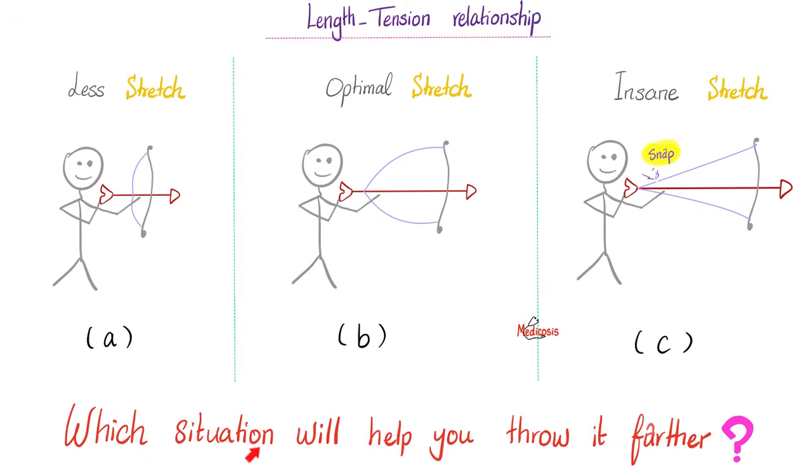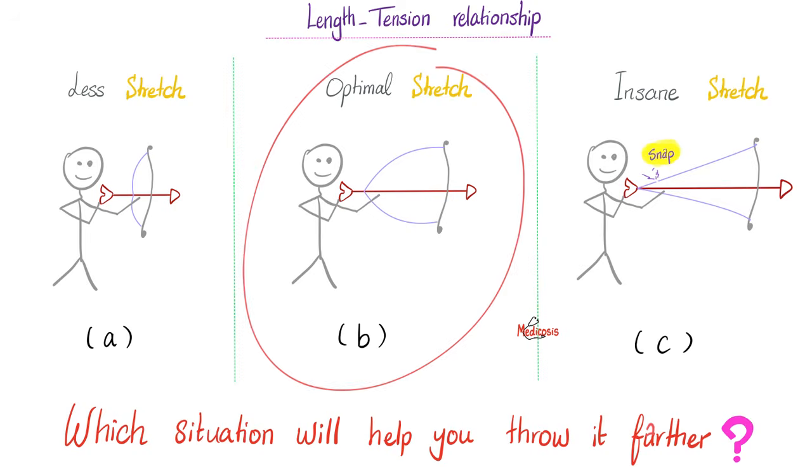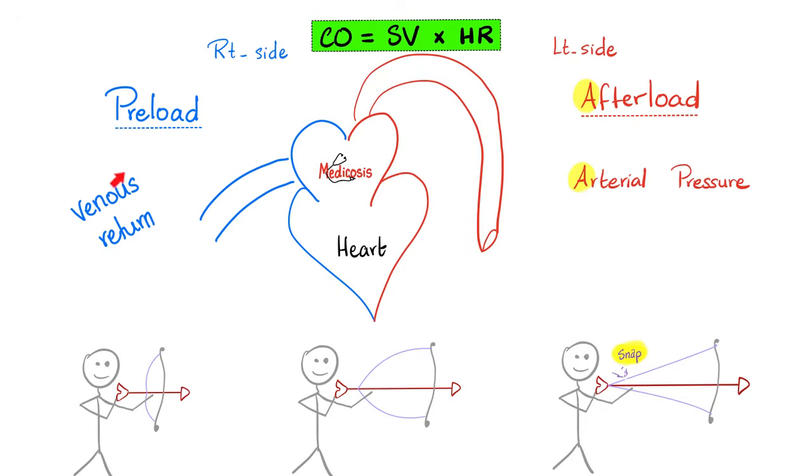Quiz time. Which situation among these three will help you throw your arrow farther? Please pause. What do you think? The answer is B, of course. With optimal stretch, you get the best response. Just like your heart, if the preload increases a little, optimal increase, the heart can accommodate this. The heart will relax more and push more. But if the preload increases too much, what do you think is going to happen? Lower stroke volume and lower cardiac output.